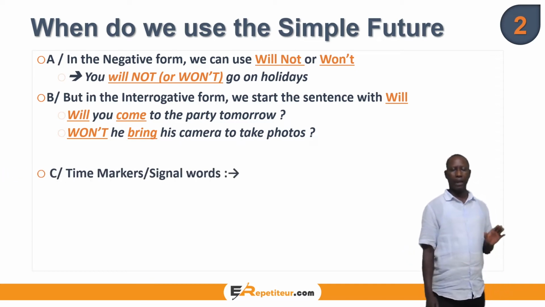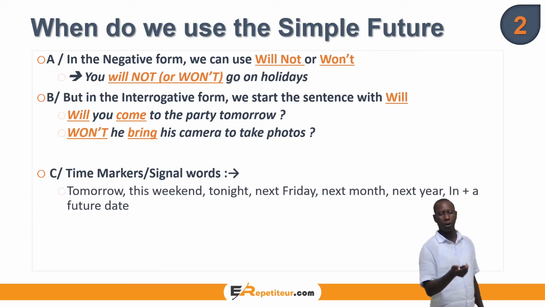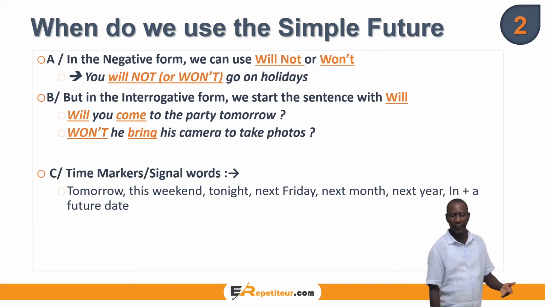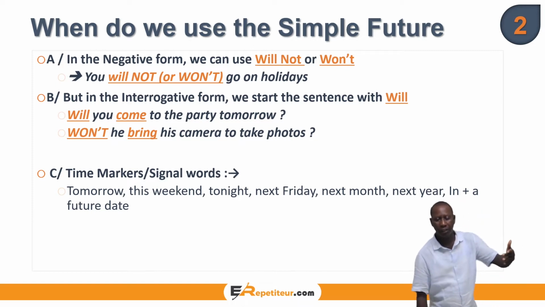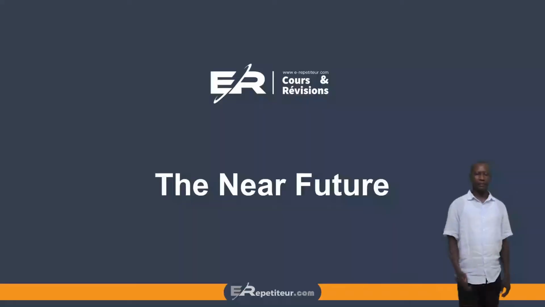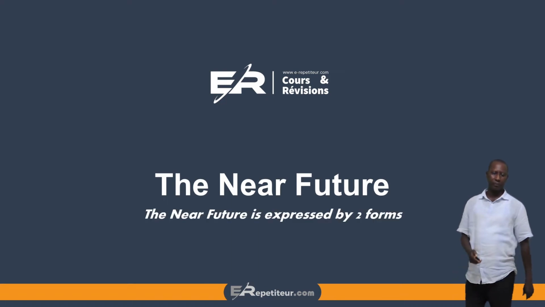D. Time markers or signal words. We have tomorrow, this weekend, tonight, next Friday, next month, next year, or you can use in plus a future date.